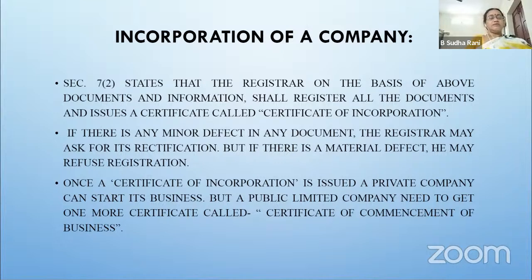But if there are any corrections in these documents, or if any documents are not fulfilling the requirements of the Companies Act, then the registrar will ask the company or the members to rectify those corrections and bring them back again. If any material defects are there, and the company documents are not acceptable by law, then he will refuse the recognition. After verification and checking of these documents by the registrar, he will issue a certificate of incorporation. Once a company receives this certificate of incorporation, a private company can start its business.